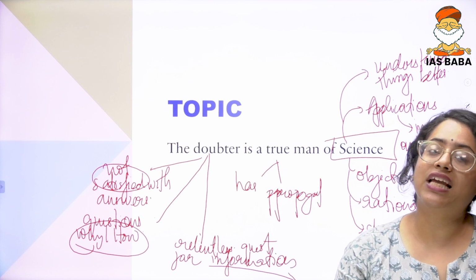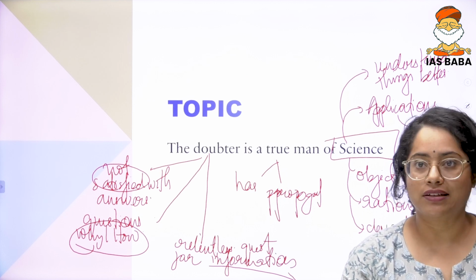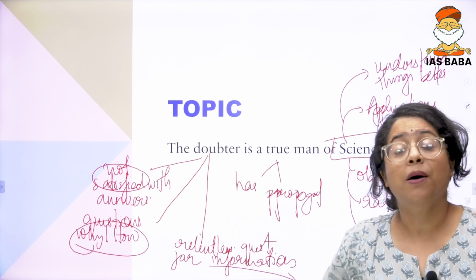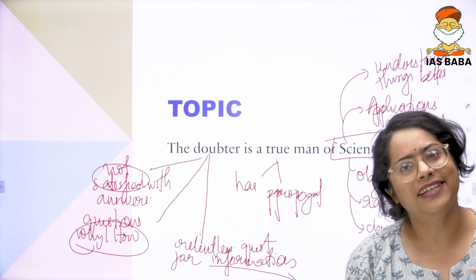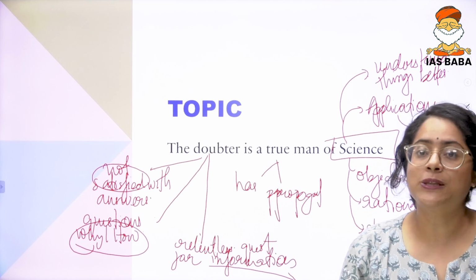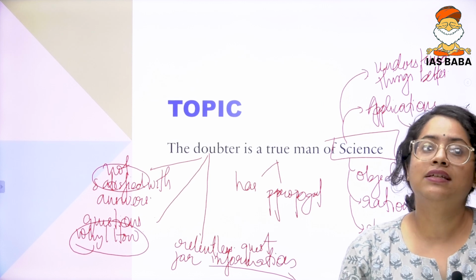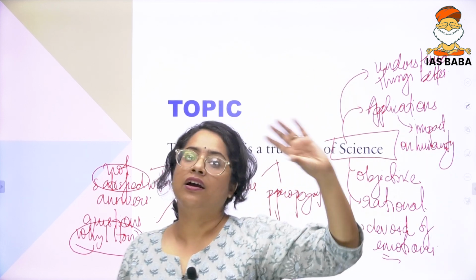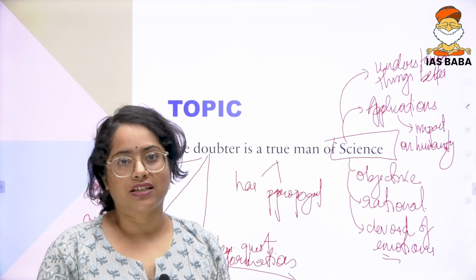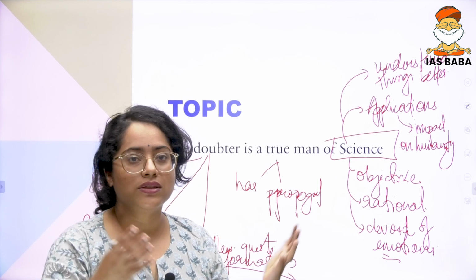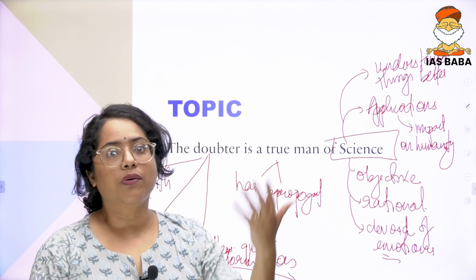So when they're saying the doubter is a true man of science, on one hand the doubter can have all of these things, but there's also a problem. The doubter will never be satisfied with answers, which means that it sets science on a never-ending quest. So, for example, the doubter asks, how did the universe come into being? Science says that the universe came out with the Big Bang. Then they're like, okay, what is the proof for it?